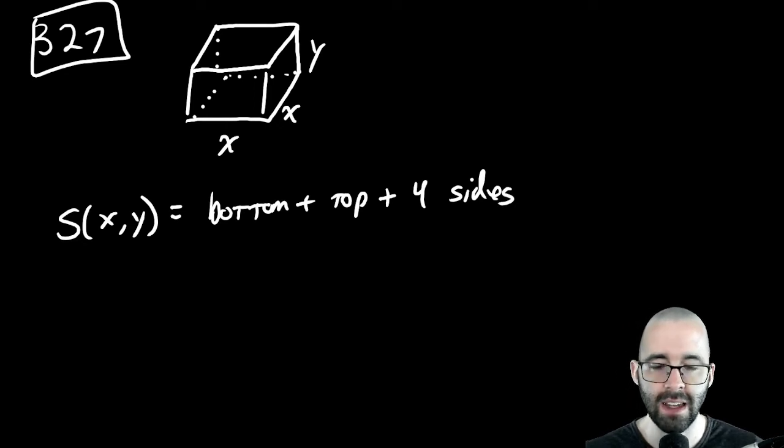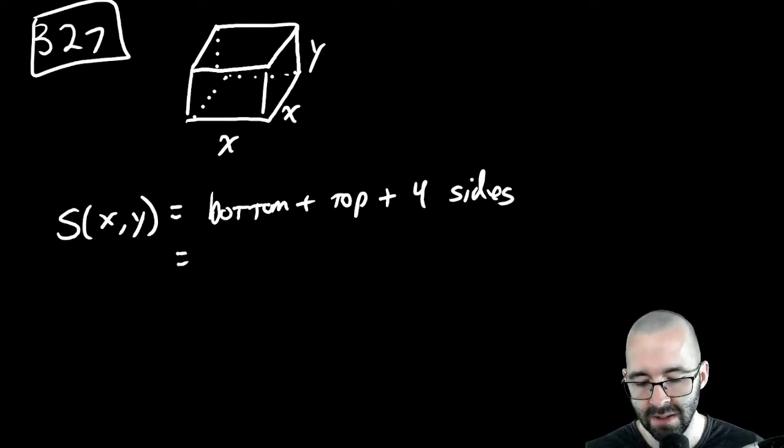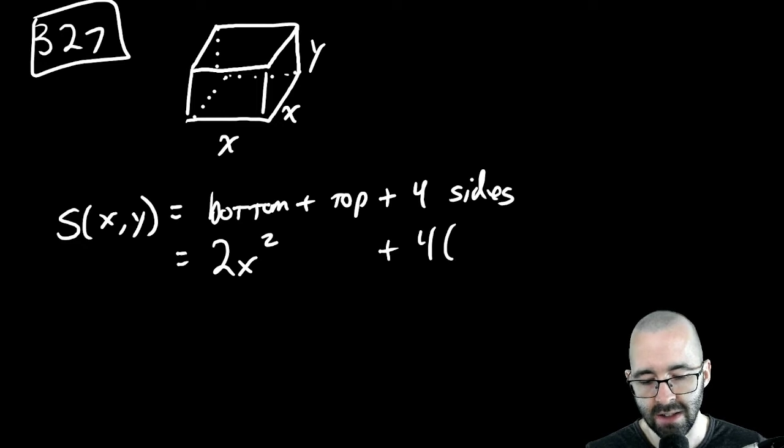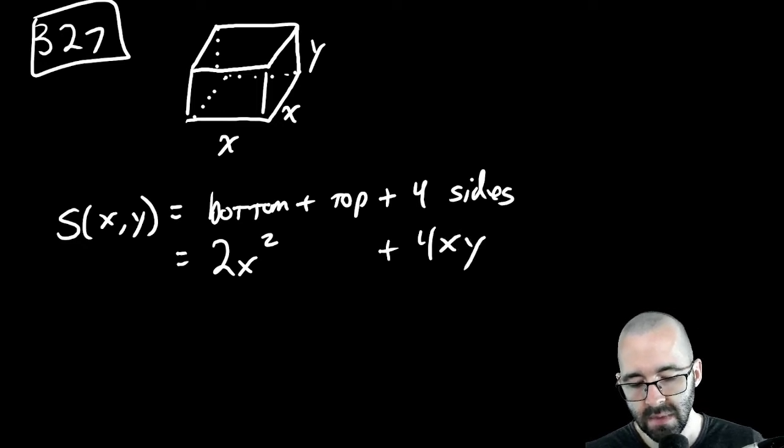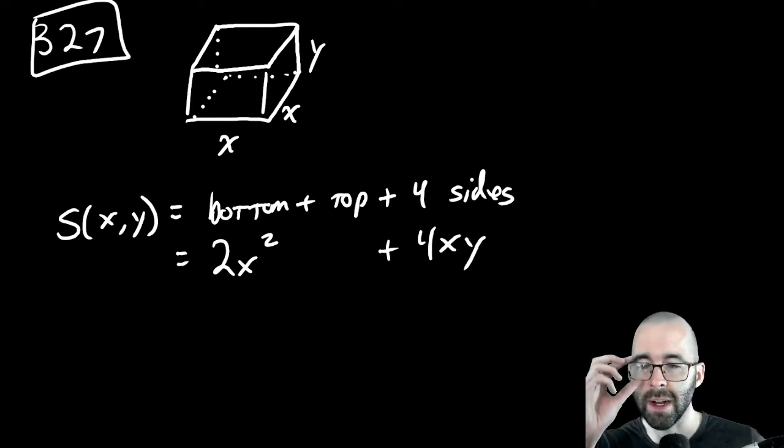And all the sides are going to be the same because it's a square base. The bottom and the top are both going to be x squared. And each side is just going to be x times y. So this is the surface area of this rectangular box.